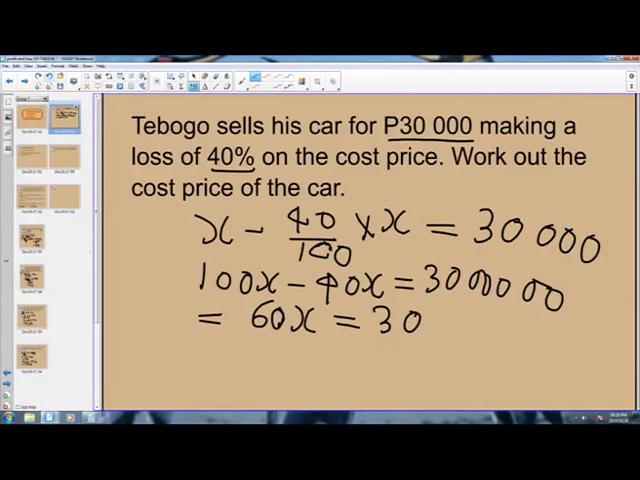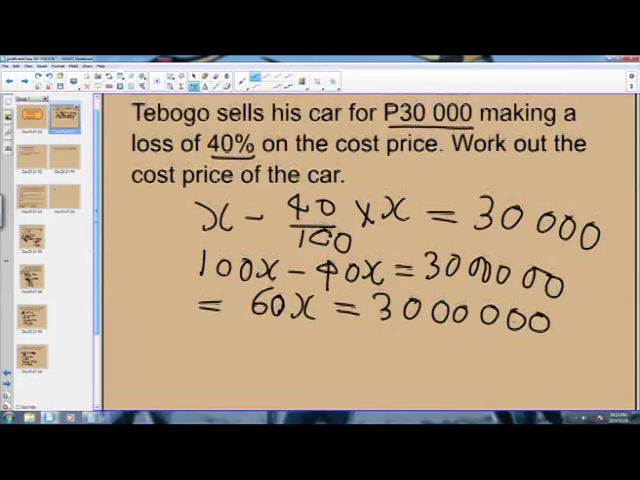How many zeros do we have? 1, 2, 3, 4, 5, 6. Let us check it. 1, 2, 3, 4, 5, 6. Right. This is what we have.